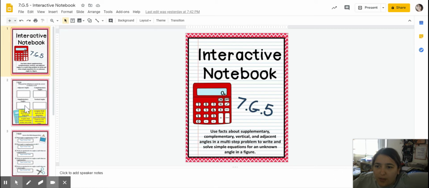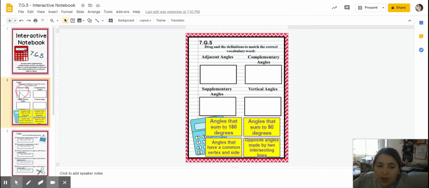Let's go over here to slide 2. We're going to look at adjacent angles first. Adjacent angles are angles that have a common vertex and a side. A vertex is the point right here in the corner. So if they were here, we would have a vertex here and a vertex here. We're going to take this one, angles that have a common vertex and side, and drag and drop that right into this box.